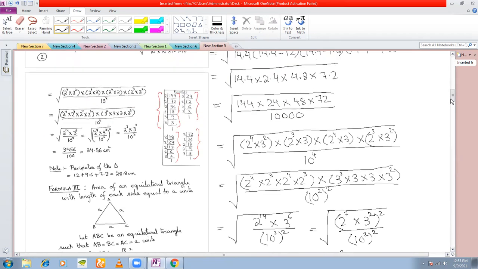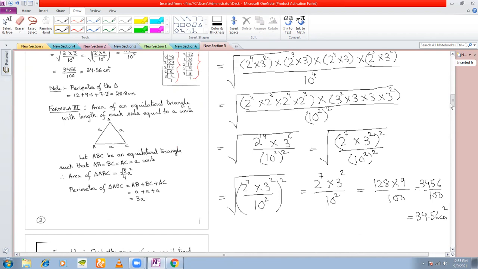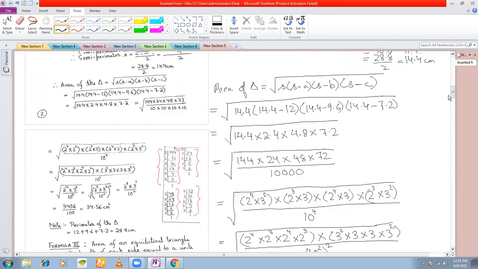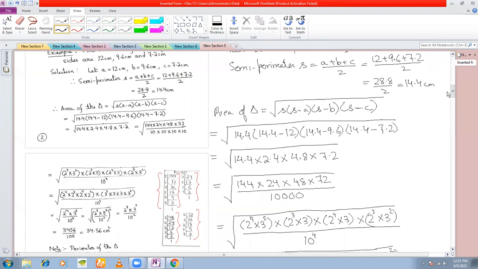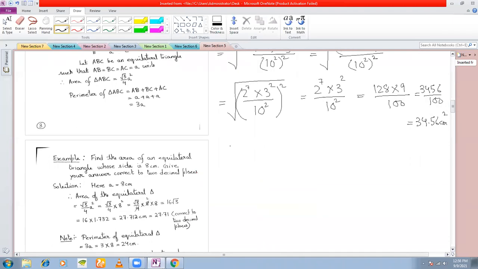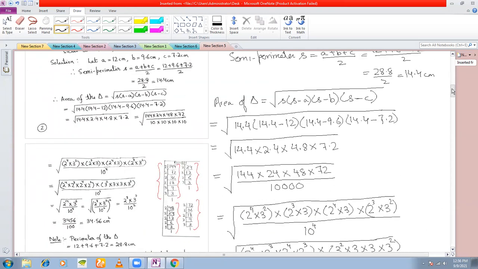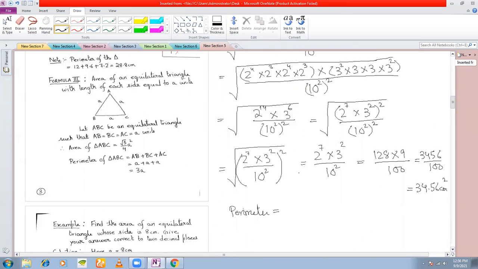Understood? Any question here? If you are asked about the perimeter, how will you find out the perimeter? Perimeter is equal to sum of the sides, sum of the length of the sides. What is the sum of the length of the sides? 12 plus 9.6 plus 7.2.